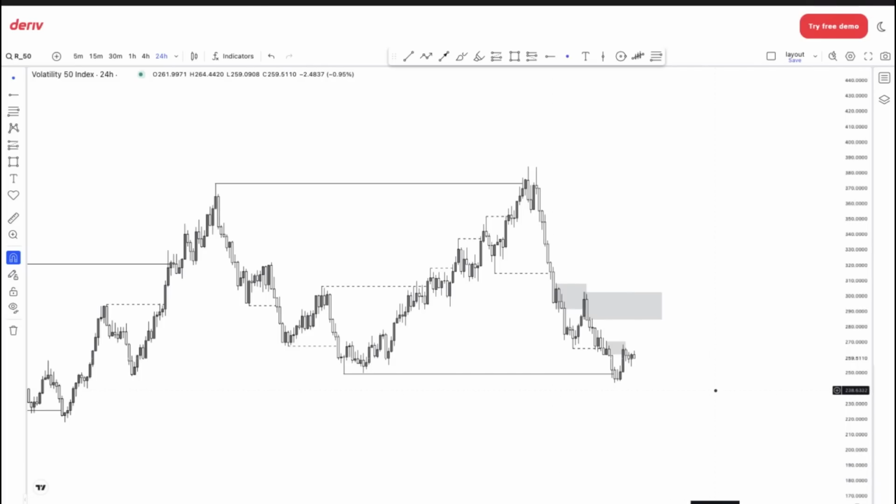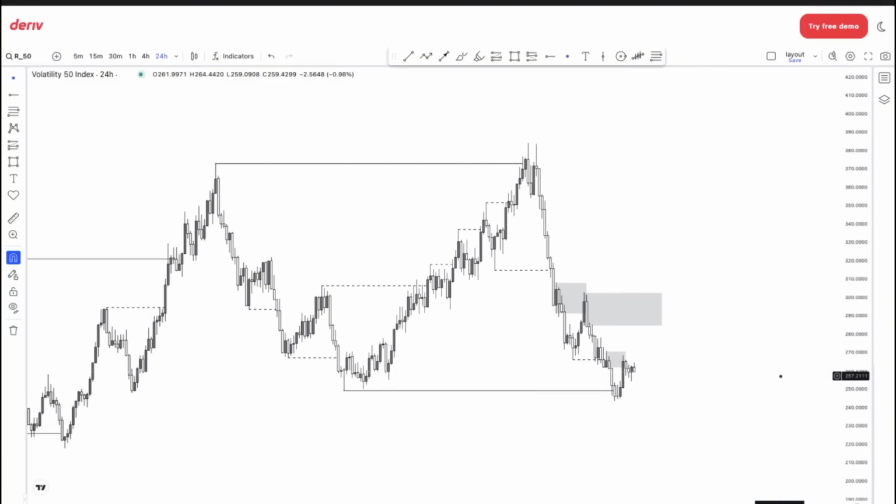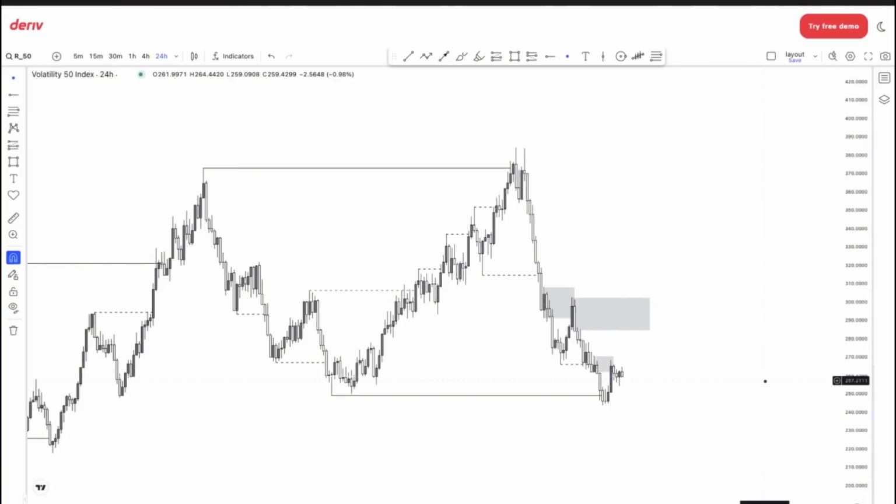So I just wanted to make a quick analysis and an entry confirmation on Volatility 51S, and I will give you a whole step-by-step on my approach towards this trading idea.